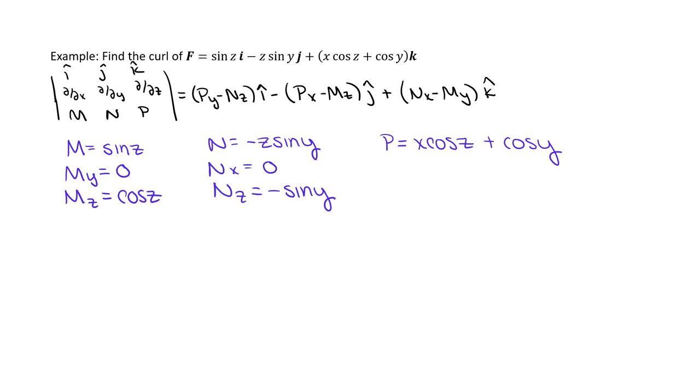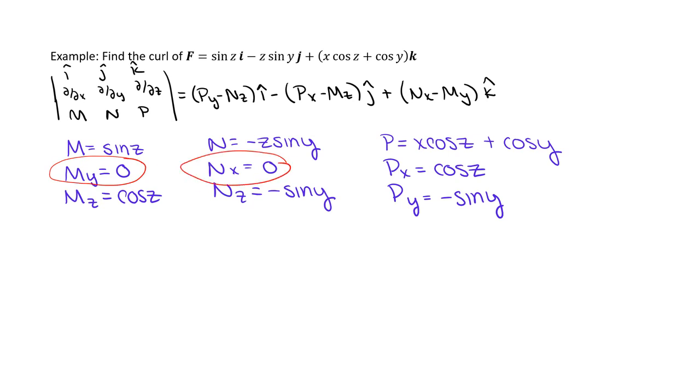So I found the derivative of m with respect to y and with respect to z. I got 0 and cosine z. Then I found my derivative of n with respect to x, it's 0. With respect to z, negative sine y. And then I found my derivative of p with respect to x, just cosine z. Found my derivative of p with respect to y, negative sine y.